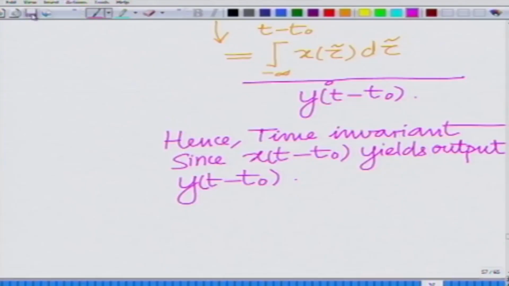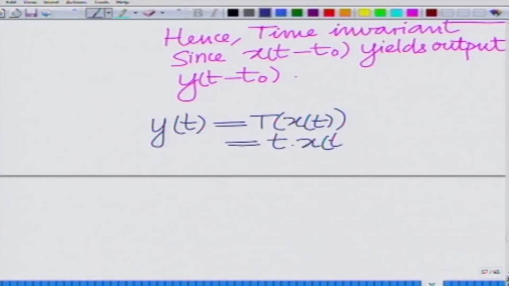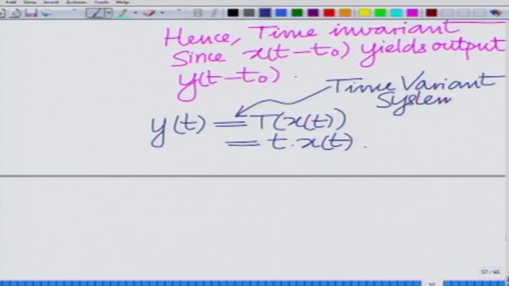On the other hand, if you look at, for instance, y(t) equals T of x(t) equals t times x(t), you can show that this is a time variant or a time varying system. You can show that this is not time invariant.